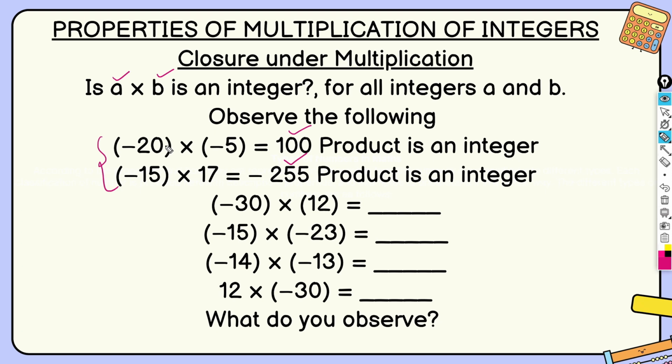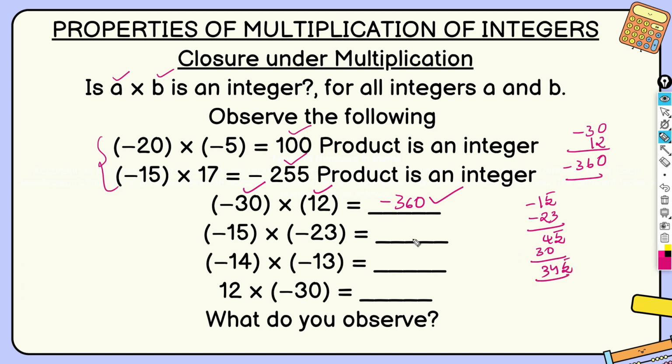We will see a few more examples. Minus 30 into 12. 12 times 3 is 36, so 360. Plus into minus is minus. Solution is minus 360. So minus 30 is an integer, 12 is an integer, and the product is minus 360, which is an integer. We will see the second one. Minus 15 multiplied by minus 23. 3 15s are 45, 2 15s are 30, which gives 345. Minus into minus is plus. 15 into 23 is 345. 345 is an integer. So the product of two integers is again an integer.